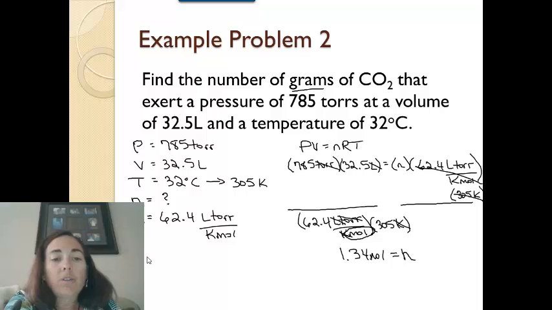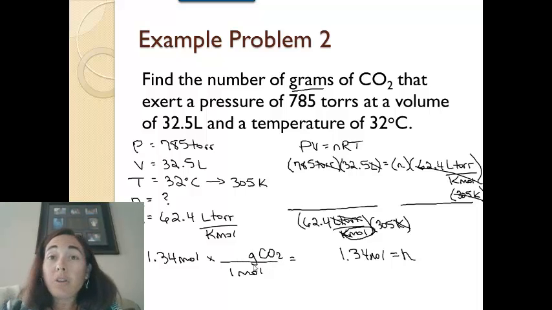So let's just go down here to the bottom and do one last quick conversion. 1.34 moles of carbon dioxide to grams of carbon dioxide is what we're after. Now you need to go to the periodic table and let's add together the mass of 1 carbon plus 2 oxygens, and we get a total of 44 grams per mole.